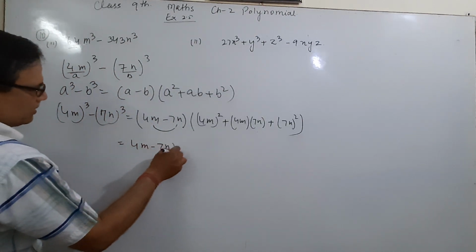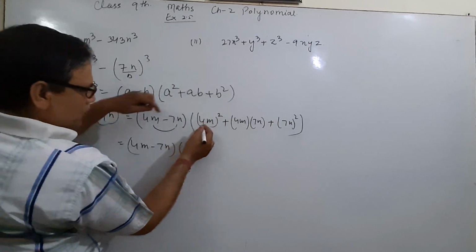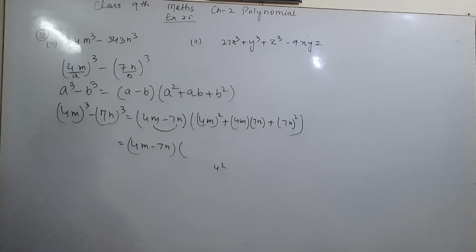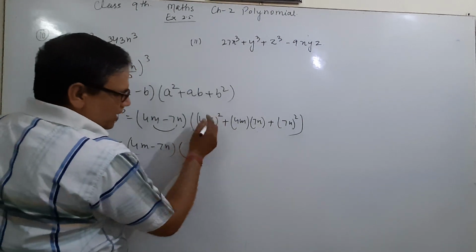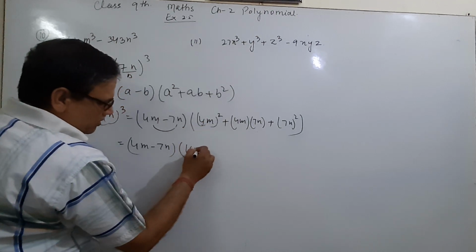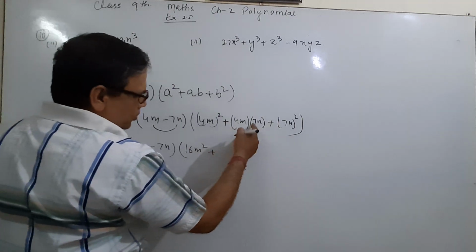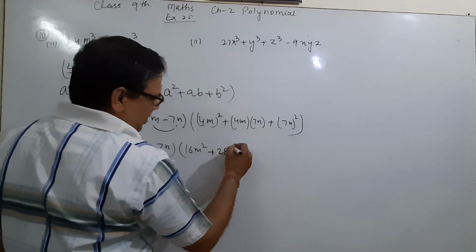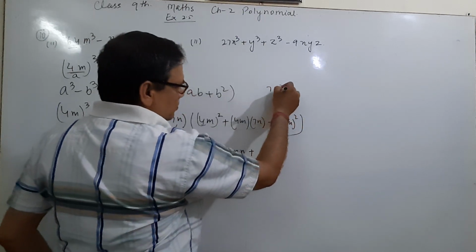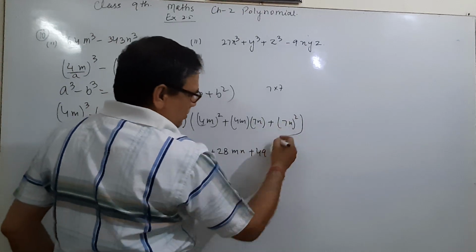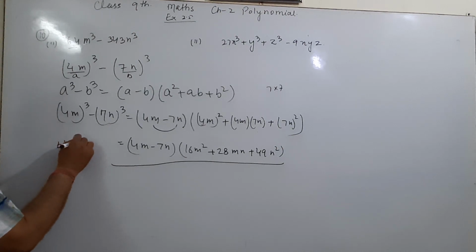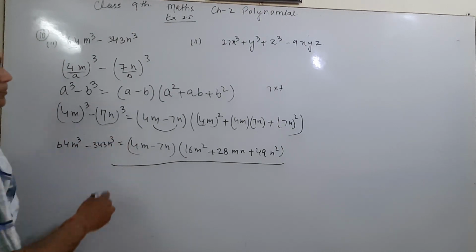(4m minus 7n): square of 4, 4 into 4, 16, so 16m square, plus 4 into 7, 28, m into n, mn, plus 7 into 7, 49, n square. It is your answer: 64m cube minus 343n cube.